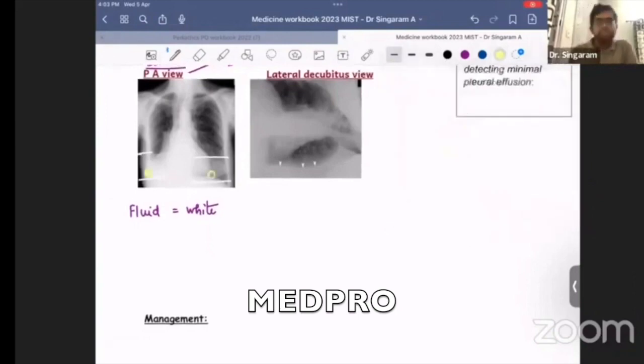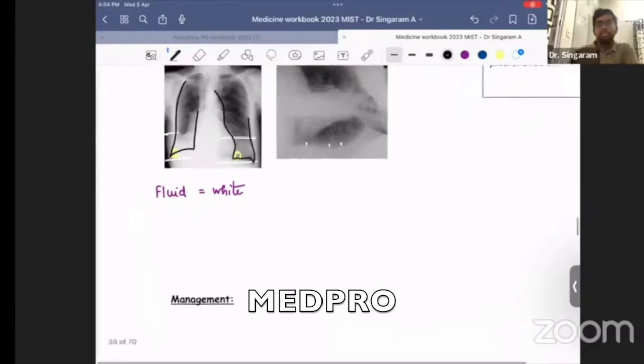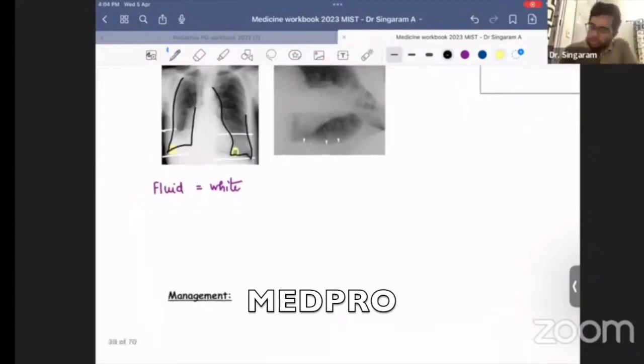See, normally you should have markings like this, correct? Like the same thing here also. You will have a marking very prominently like this, but it is not prominent. What is this one? Any comments? Anybody wants to comment on this? It is the angle between the heart and the diaphragm. What do you call that? It is called the cardiophrenic angle.